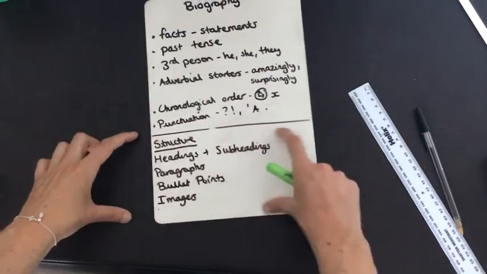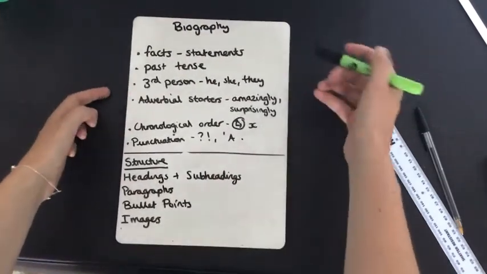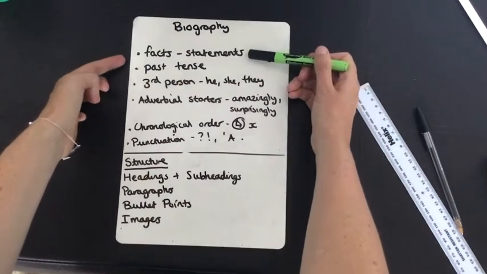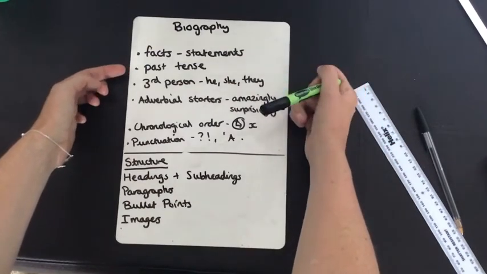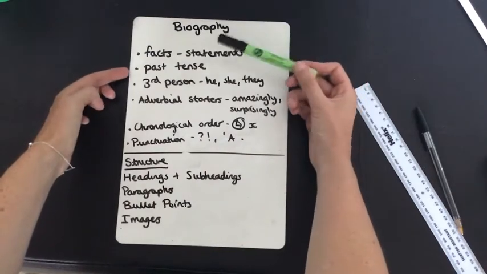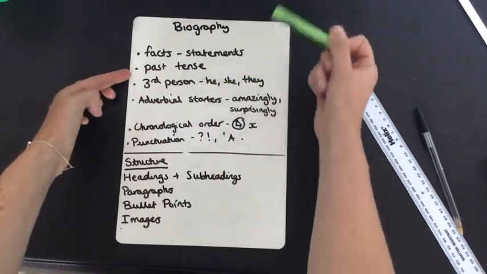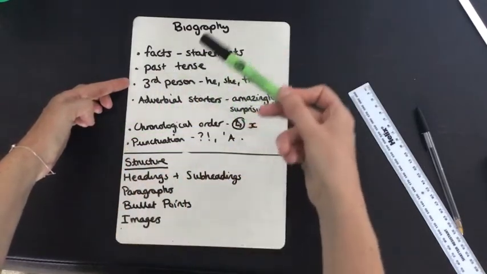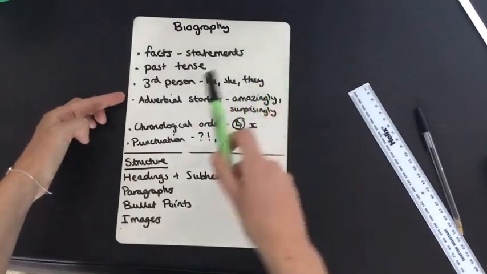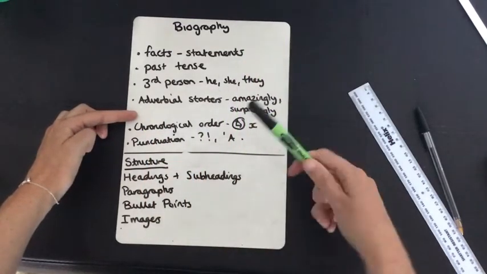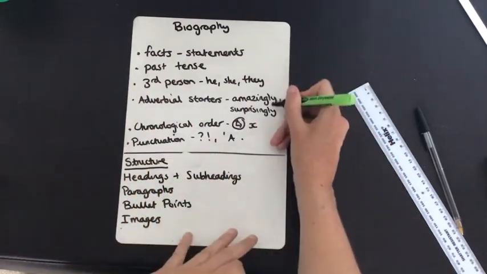So that's for the structure. The things to include, though, obviously it's factual, it's non-fiction, so you'll see lots of statement writing. You might see some questions popped in there as well, but it's mostly going to be statements. It's written in the past tense, it's already happened. It's written in third person, so rather than write I, we write he, she, or they. It's about somebody else. You might see some adverbial starters being used, like amazingly, surprisingly, those ly words which start off our sentences.